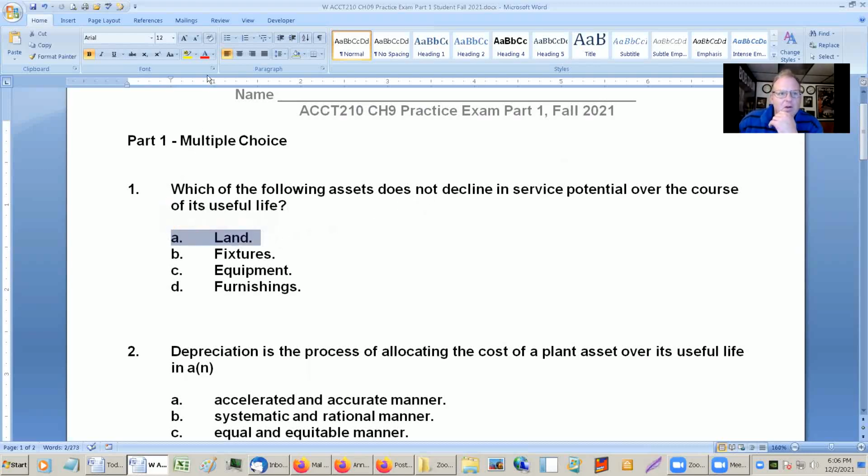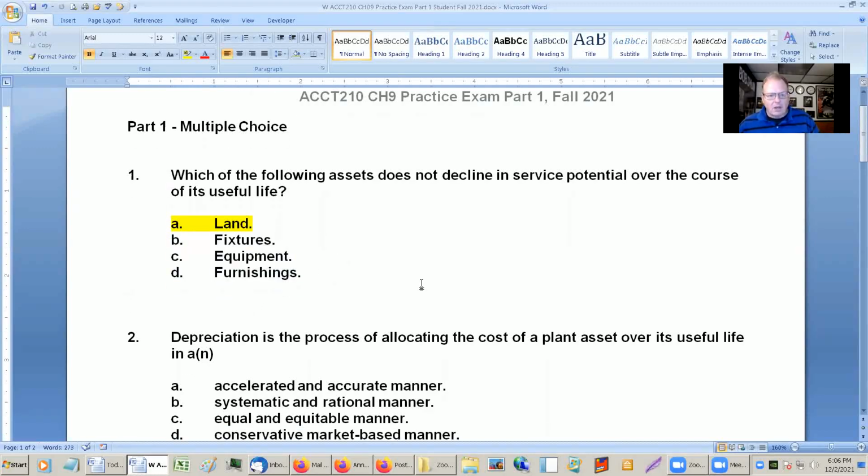Yeah, land doesn't go away. You may have to tear down the building or put in a new parking lot or whatever, but the land underneath it sticks around forever. Near enough that you don't depreciate it. All these other things are things that don't last forever. Okay.